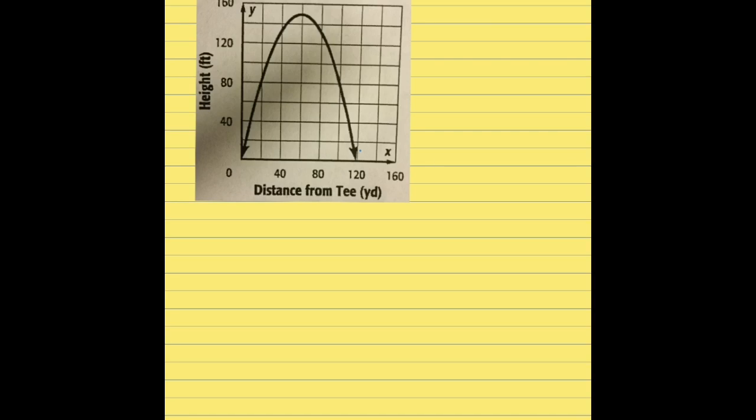I see that this graph will cross the x-axis right here and here, so the x-intercepts could be represented by the ordered pairs (0, 0) and also (120, 0). The y-intercept is just the ordered pair (0, 0).